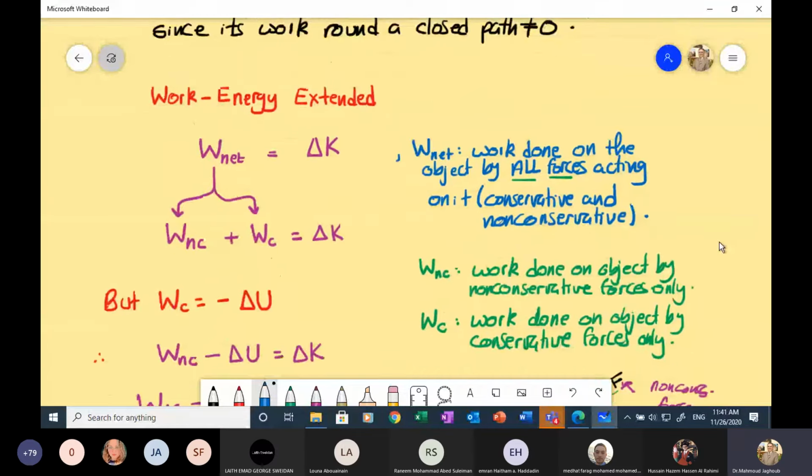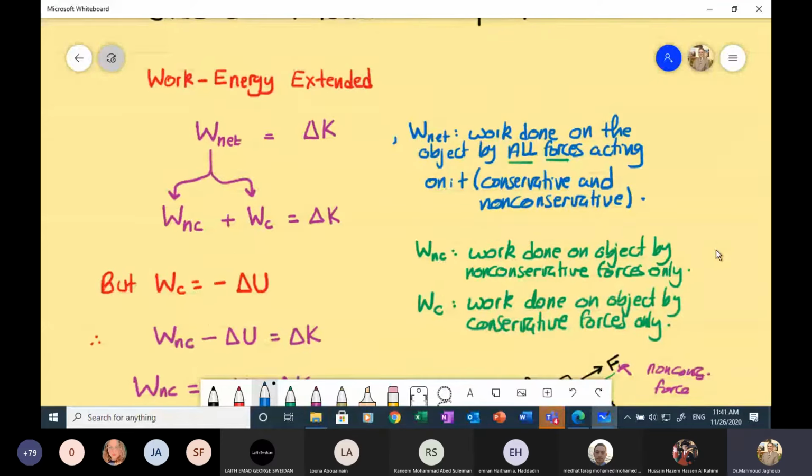Okay. Let's go back to the work kinetic energy theorem and extend it a little bit more. Let's go deeper into it. Remember, we said before that the kinetic energy theorem says the following: that the total work done on an object, which we called W net, you can call it W total if you like, equals delta K. Remind me, what is delta K? Who can tell me? What is delta K?